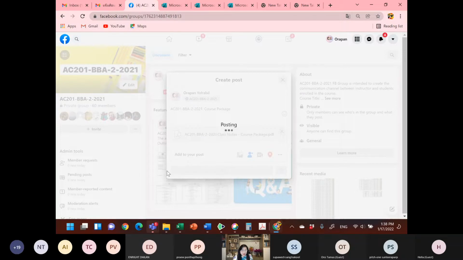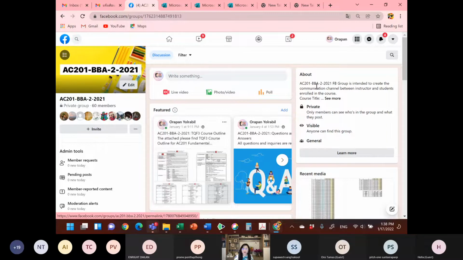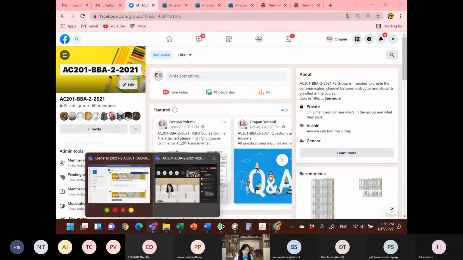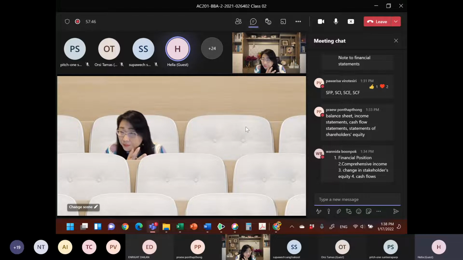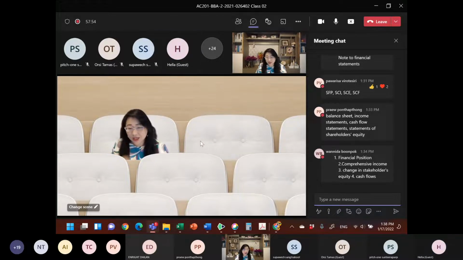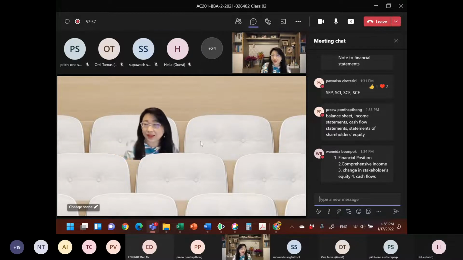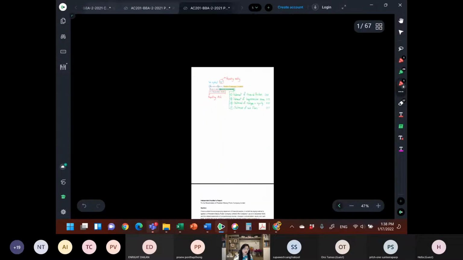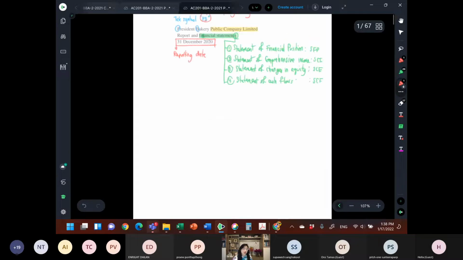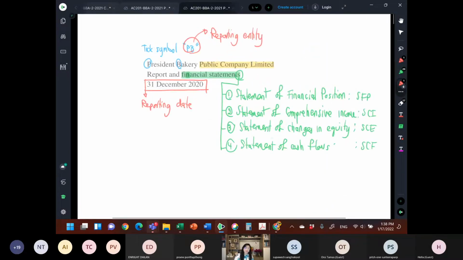So exchange students, it should be in the Facebook group now. Thank you very much. Could you provide us with a link for the Thailand website where we can access this? Sure. It's the Stock Exchange of Thailand website, but if you have the pack, that would be enough, because the pack has this document. This is a document that I also put in the course pack.